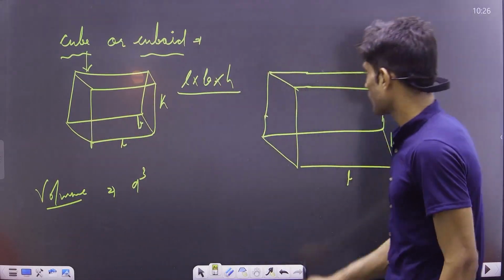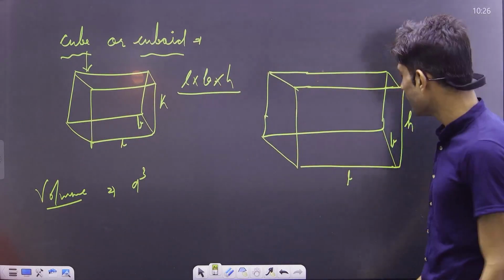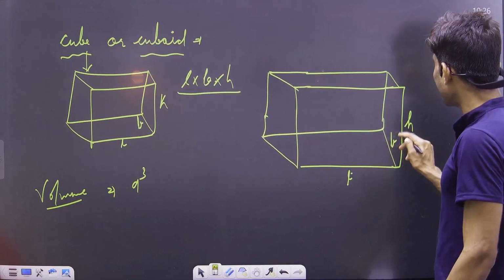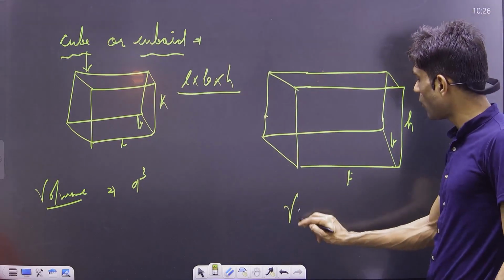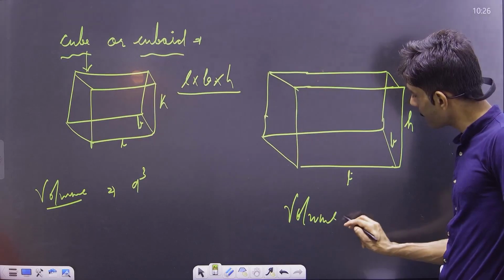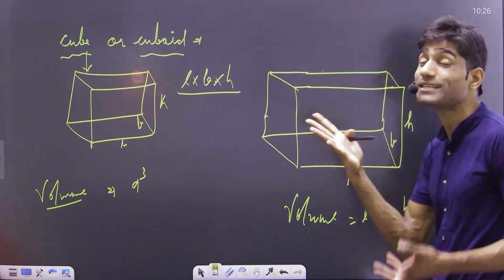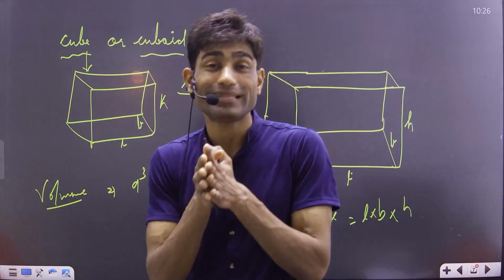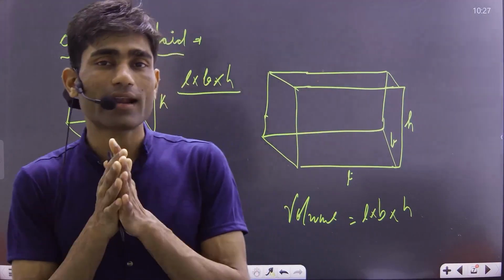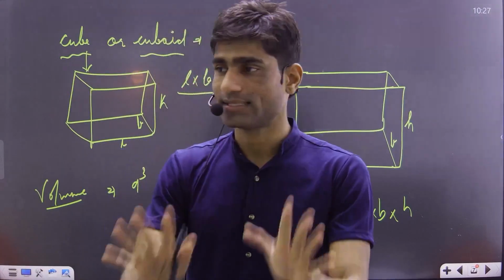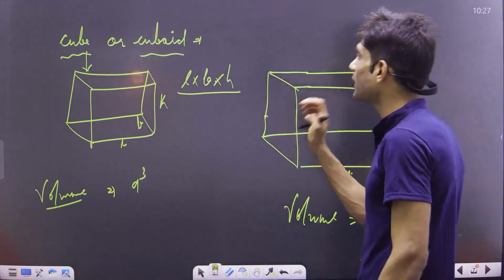And what about the volume of a cuboid? It is length into breadth into height. But these three are not equal, so we cannot multiply them directly until we get their values. That's it for the volume of a cube and a cuboid.